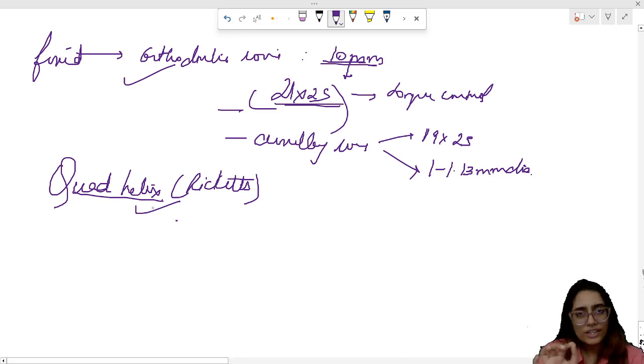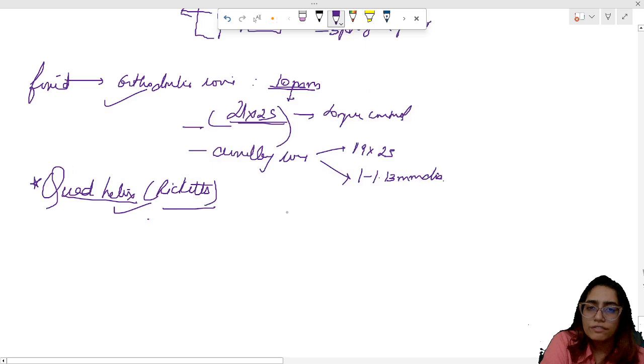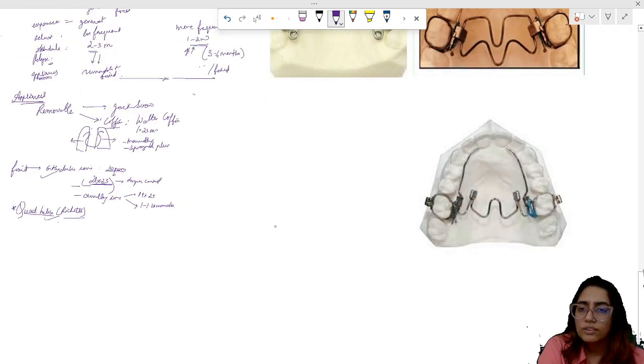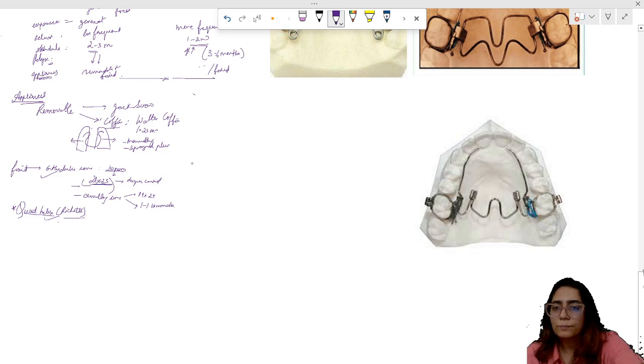So there was one such question in the past. So they have asked about the quad helix, an appliance which can cause both skeletal and dental kind of expansion. So quad helix is that appliance. It was given by Ricketts. So if we study about this, just a minute.